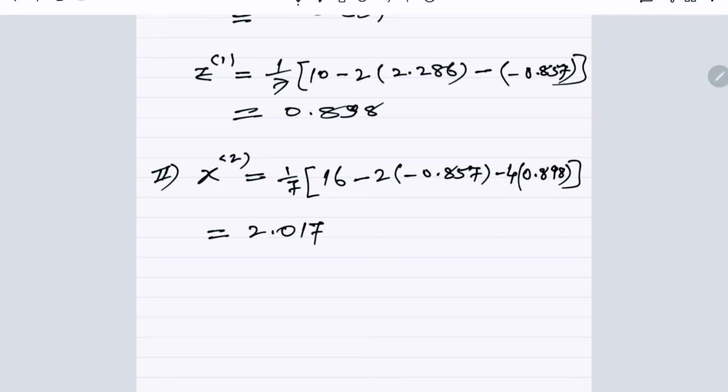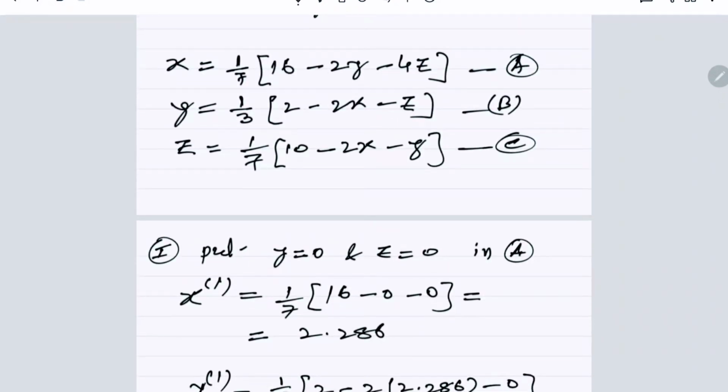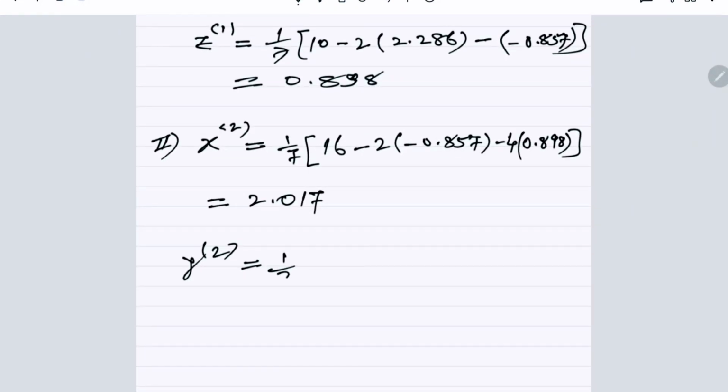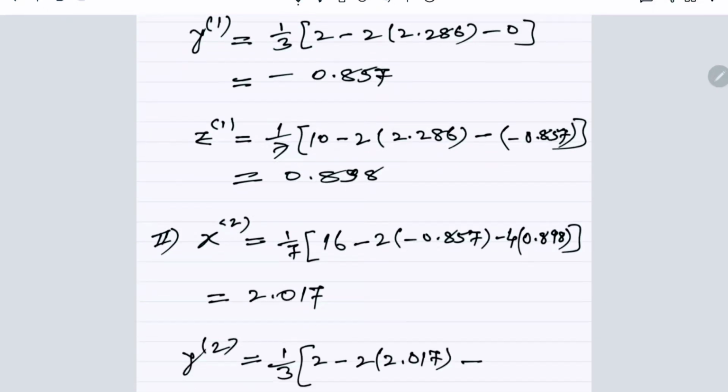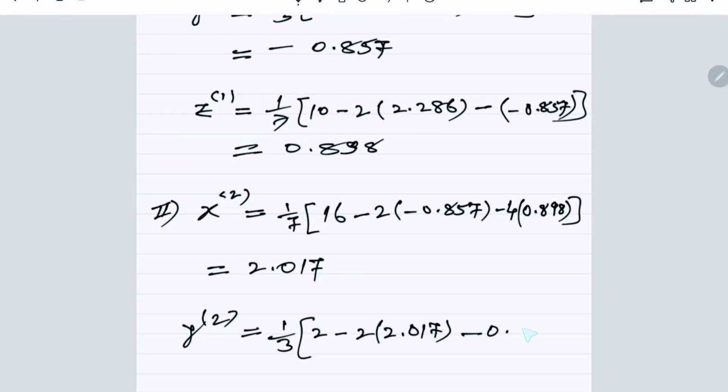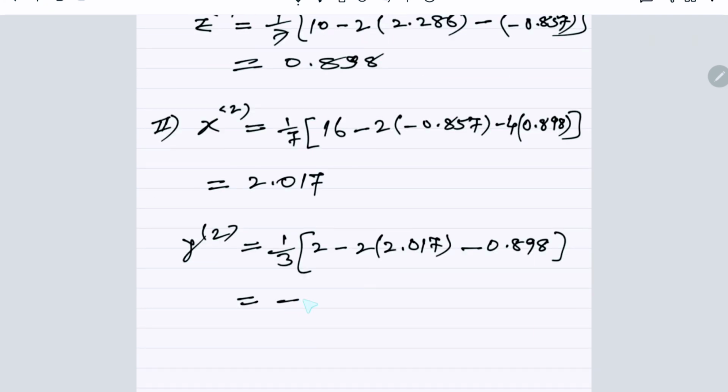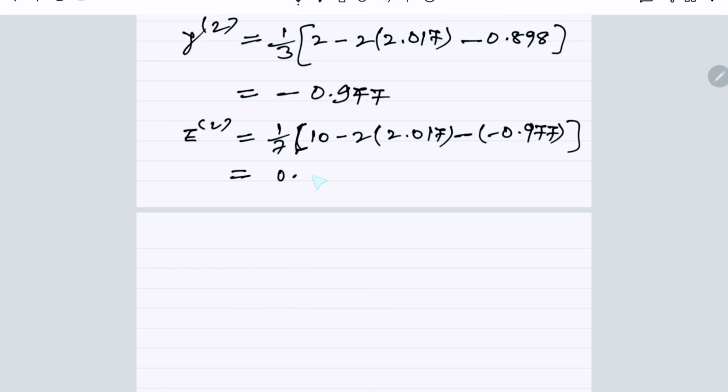Then y2, using equation B, we get it is 1 by 3 times 2 minus 2 times x, which is 2.017, and minus z, which is 0.898, and if you simplify it, we get that value as minus 0.977. Z2 is equal to, we get 0.992.